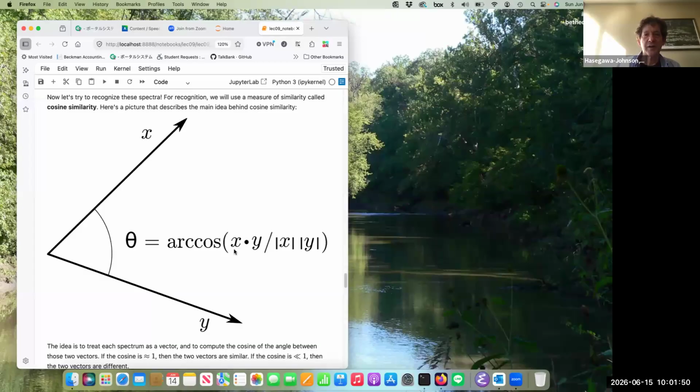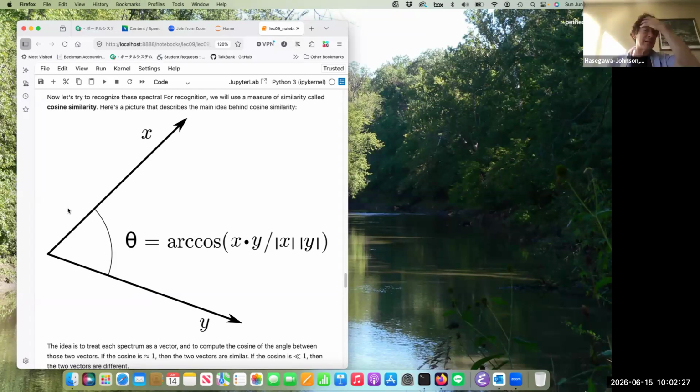If we take the dot product of vectors x and y, that's equal to the magnitude of x, the length of that vector, times the magnitude of y, the length of that vector, times the cosine of the angle between them. So if x and y are 90 degrees apart, then the cosine will be 0. X dot y will be 0. If x dot y is positive, that means the angle is less than 90 degrees. If x dot y is negative, that means the angle is greater than 90 degrees.